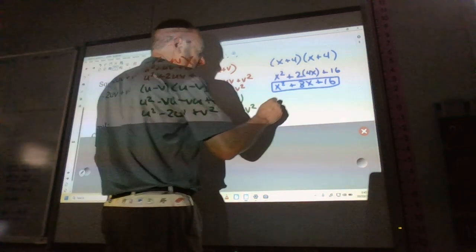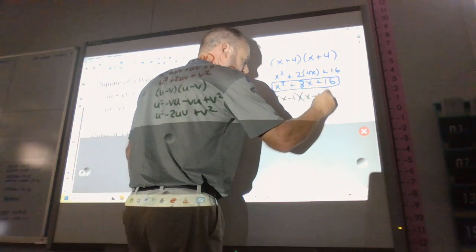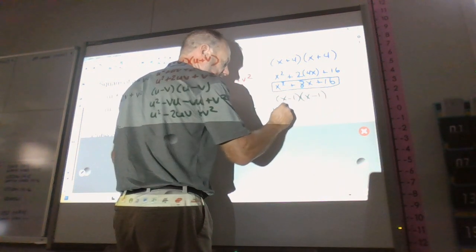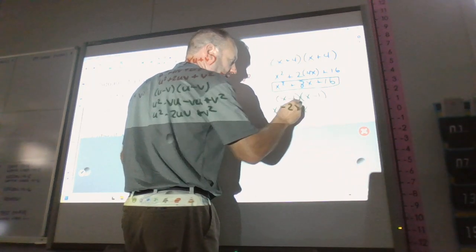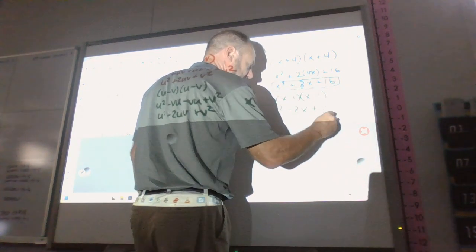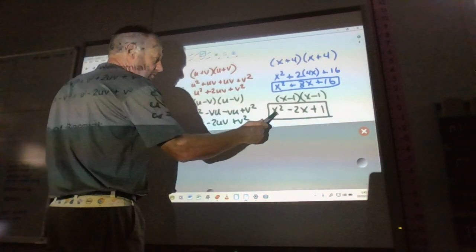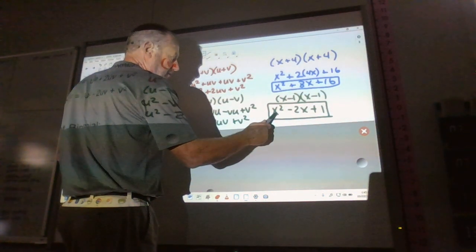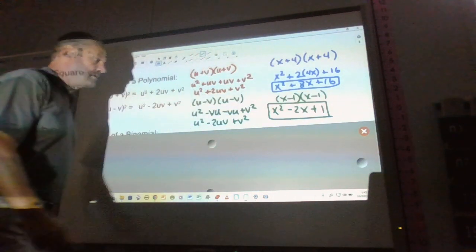Okay, so if I did an example of that, if I had x minus 1 times x minus 1, x times x would be x squared, minus x and minus x would be minus 2x, and then negative 1 times negative 1 is positive 1. So here's my u, here's my v. It's going to be u squared minus 2uv plus v squared.